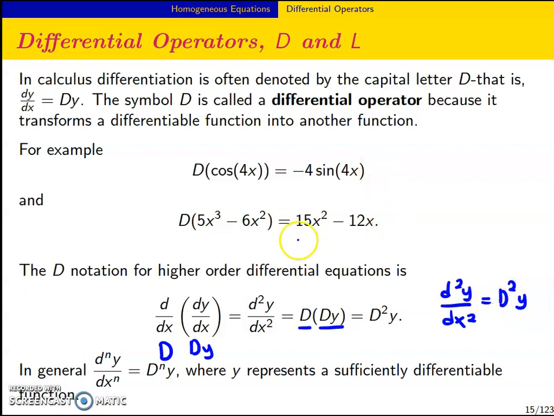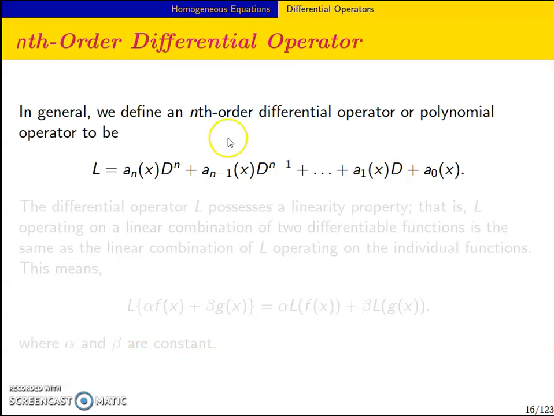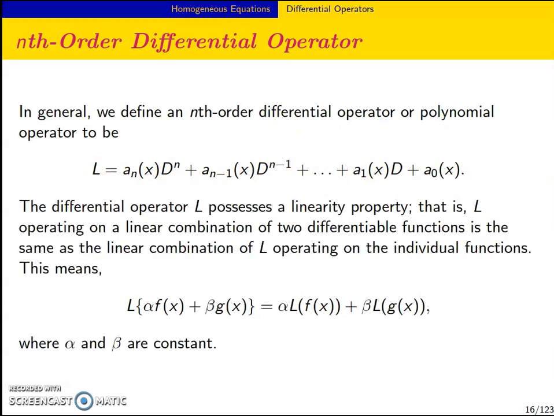Now why is this differential operator important? If we have an nth order differential operator, let's say we have a polynomial given as this. The differential operator L possesses a linearity property, that is, L operating on a linear combination of two differentiable functions is the same as the linear combination of L operating on the individual functions. So this linear operator is important to find the solution. This is my operator here. So L operating on alpha f(x) plus beta g(x), by the linearity property, I can write this as this.